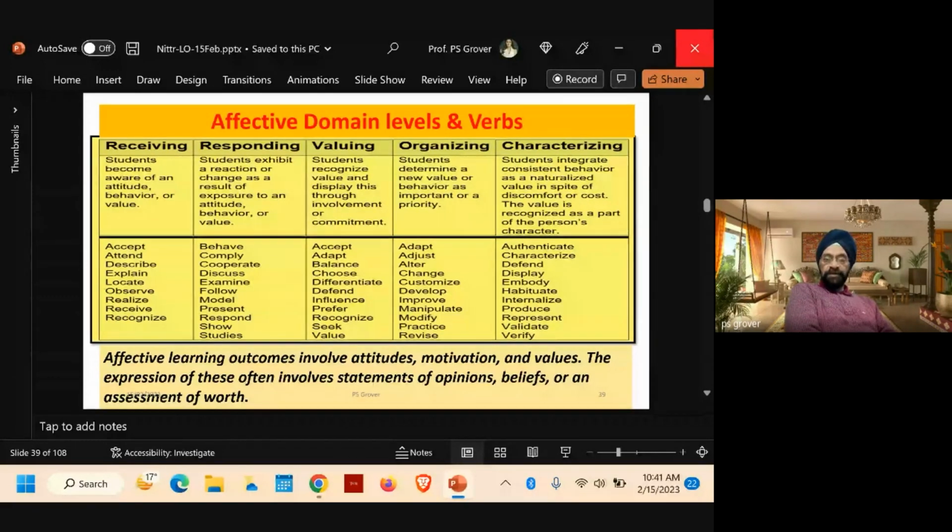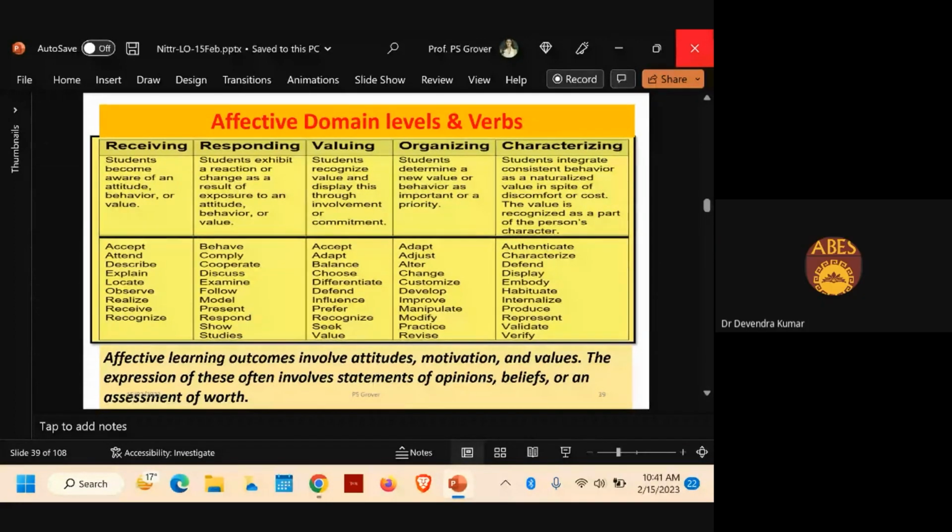This is what the affective domain says, that when you want your students to imbibe human values, you want values like say honesty. Any question, please?